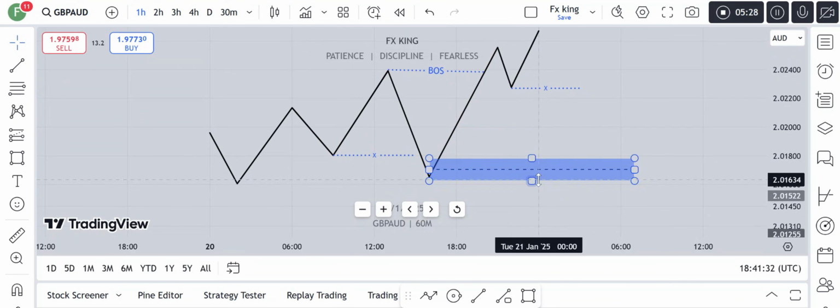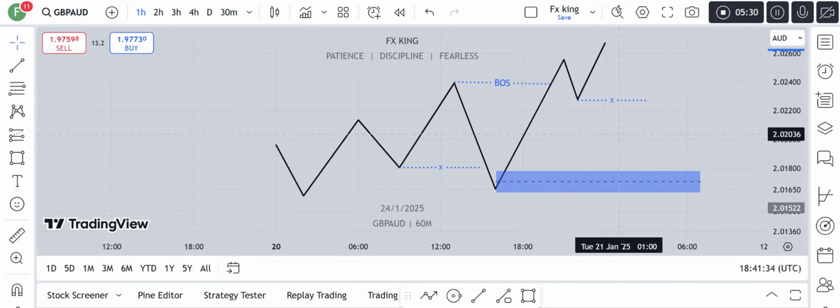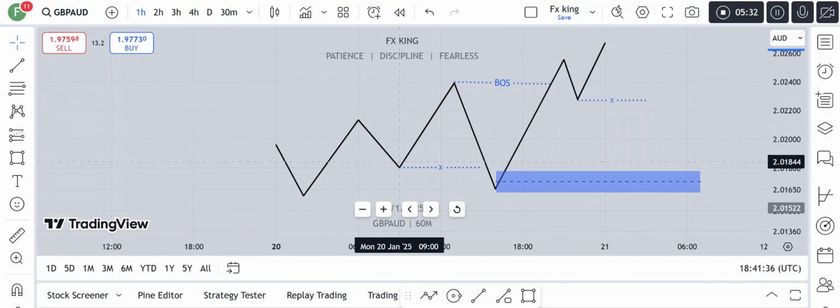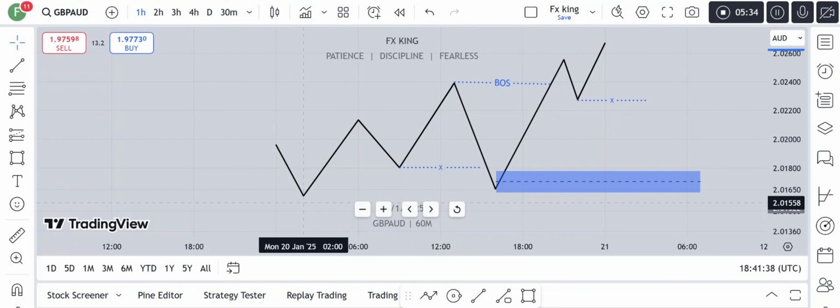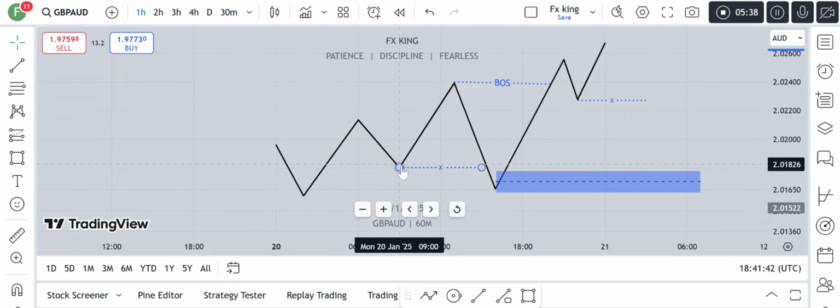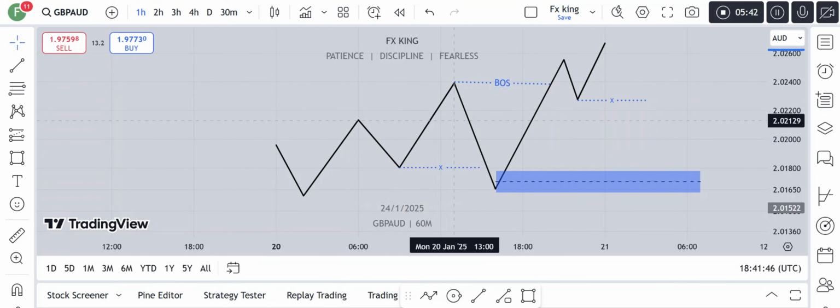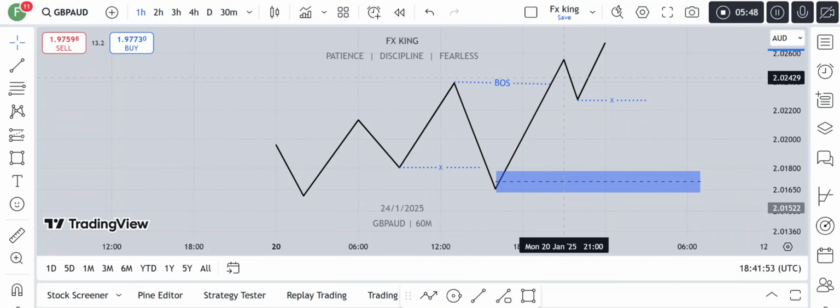Okay, so let's look at this now, right? You see the way I marked my structure. Our first pullback in this case, the market started from here. We had this pullback, and the pullback was never taken out. So this is the pullback whose low got taken out in this case, right? So this is our inducement. When the low got taken out by this move, the market rallied up, giving us a break of structure.